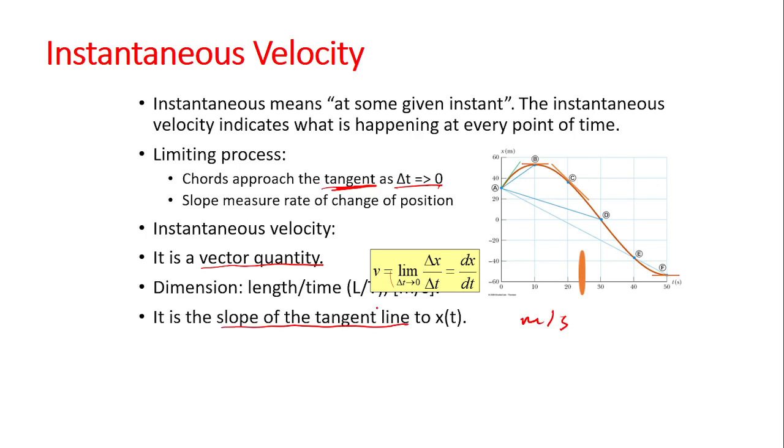So the instantaneous velocity at point B is equal to the slope of the tangent. There it's equal to the slope of the tangent. There it's equal to the slope of the tangent. So the velocity at this particular point is not the same as that, and also not the same as that. So that's what instantaneous velocity is and what you're supposed to know.